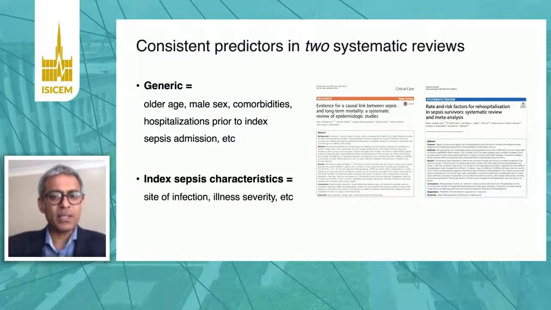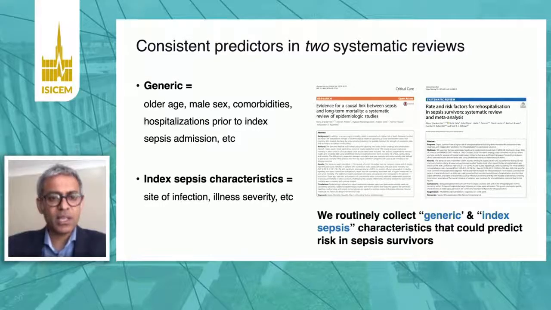And the predictors with commonly available data could be classified into two groups. One is generic predictors. How old are you? Do you have comorbidities? What's your sex? Is there a previous hospitalization prior to this sepsis admission? And the index sepsis characteristics such as site of infection, number of organ dysfunctions, did you have septic shock, and so on and so forth. And I think the key point here is what these systematic reviews highlight is the data on these predictors are available to every one of us as clinicians and healthcare professionals looking after sepsis survivors even before they get discharged from hospital.